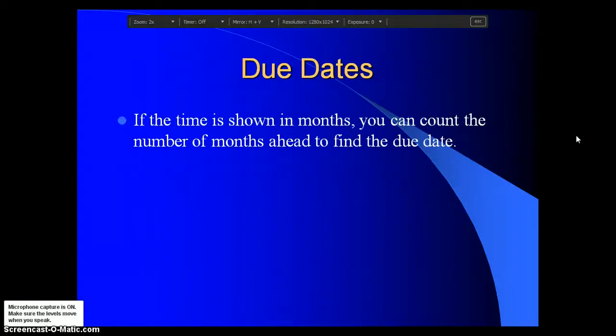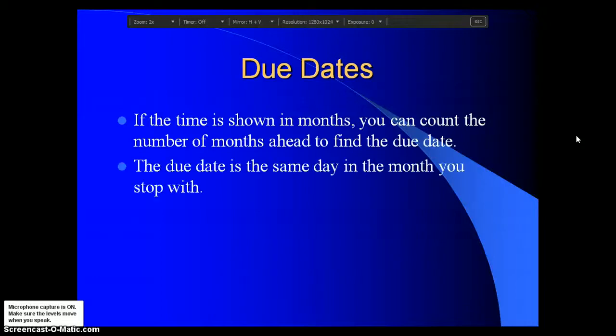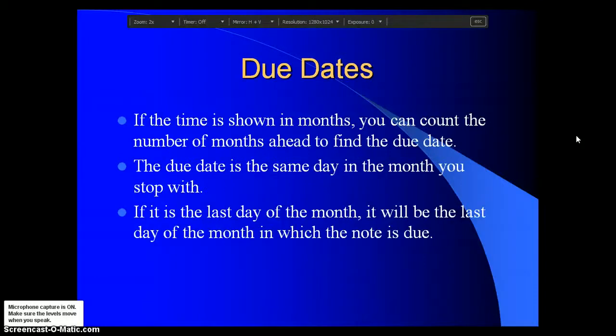Due dates, don't forget, we do have to figure those. No, you cannot use calculators. If your time is shown in months, you can count ahead in the number of months to find the due date. You guys know how to do that. It's easy stuff. If you are going by months, the due date is the same day in the month that you stopped with. If it's the last day of the month, it'll be the last day of the month in which the note's due. So if it was issued on January 31st, due in 1 month, it would be due on February 28th. Unless it's leap year, then it would be February 29th.